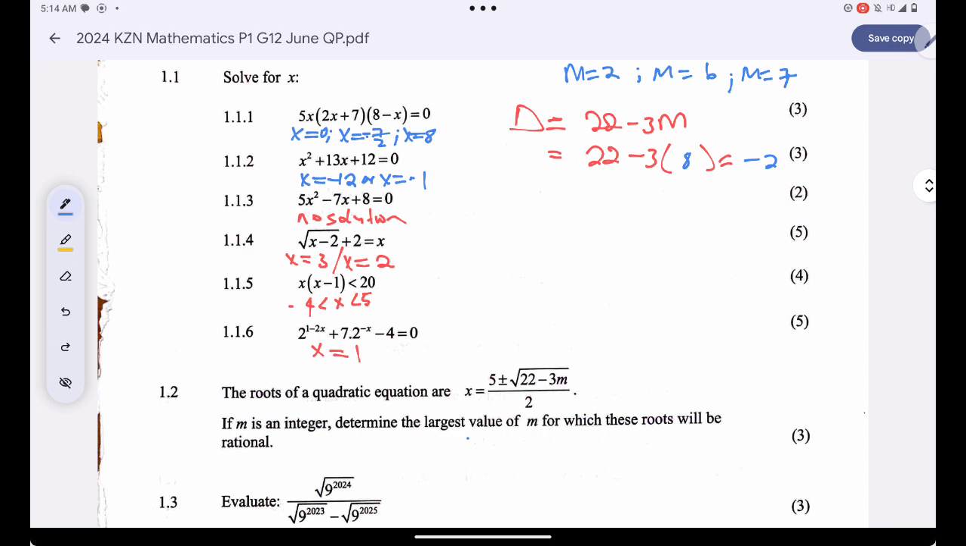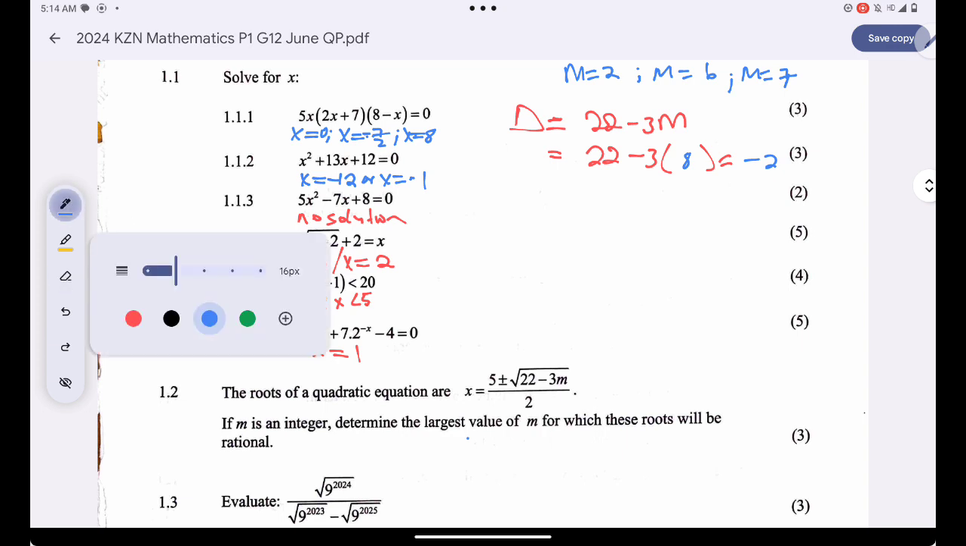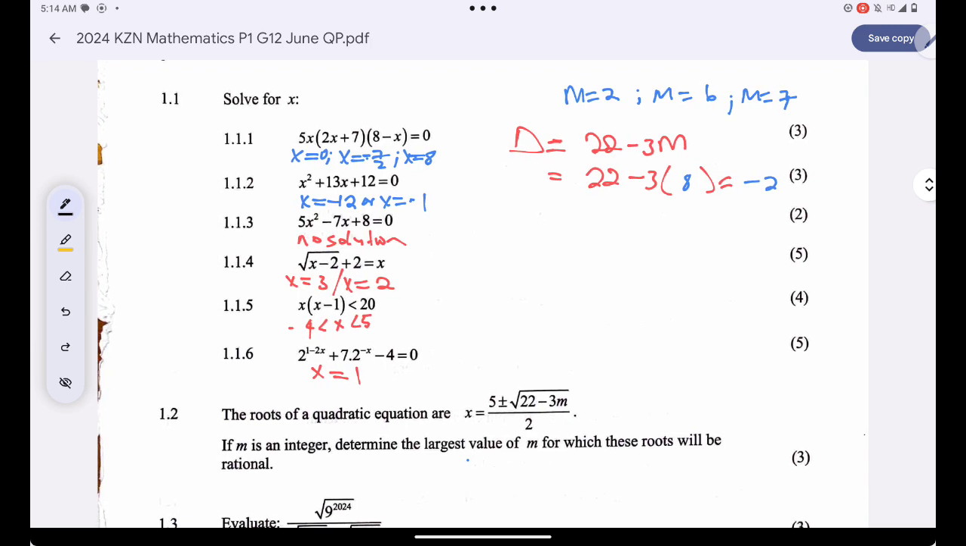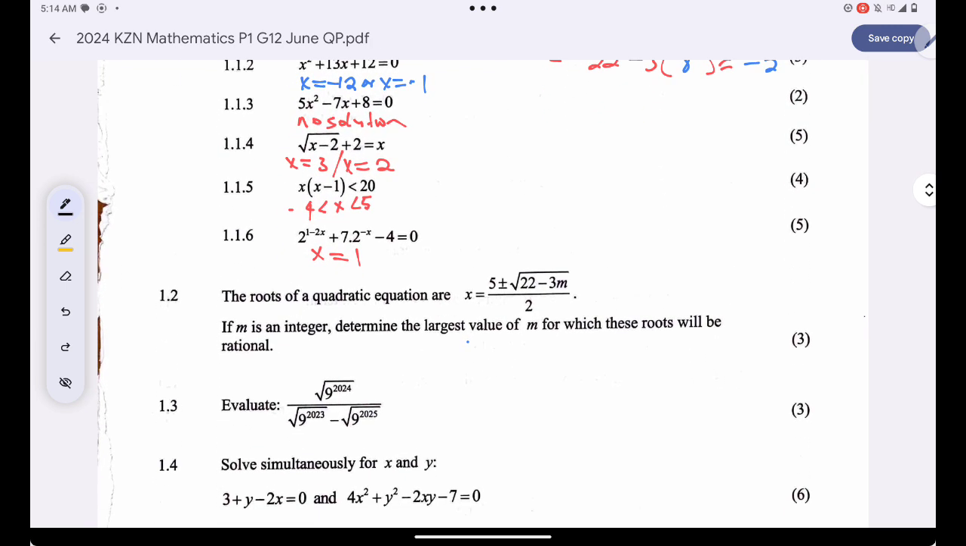Are you together? So these are the possible values of m that will give us rational roots. Are you together? 2, 6 and 7. However, here they wanted the largest integer, so 7 will be the largest. So we'll simply say m is equal to 7.